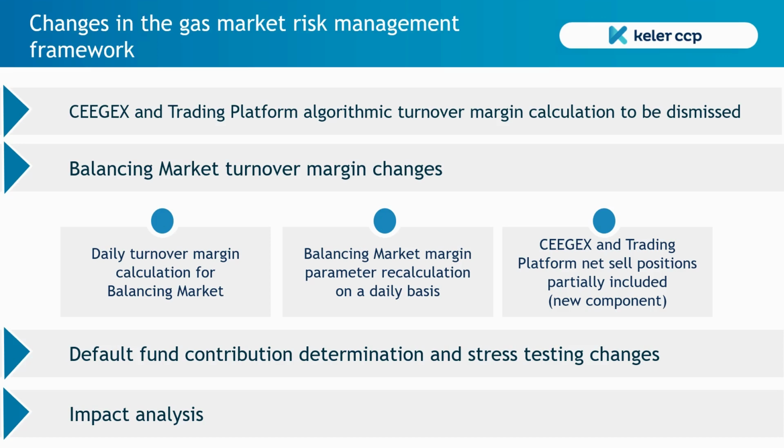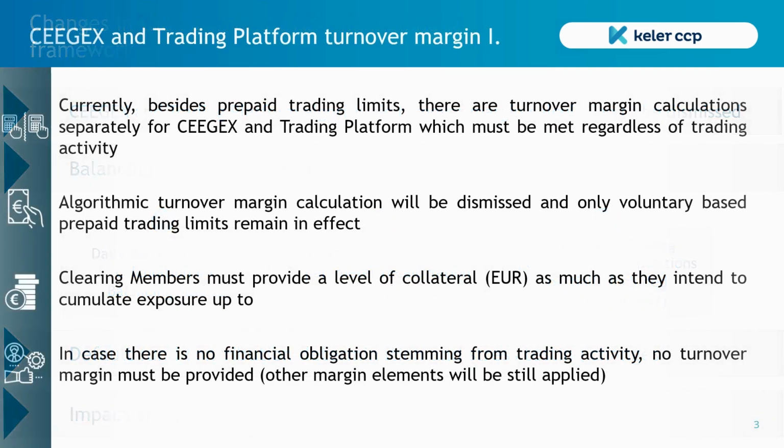The first change is the CEEGEX and Trading Platform turnover margin. Currently, besides the prepaid trading limits, there are turnover margin calculations separately for CEEGEX and Trading Platform, which must be met regardless of the trading activity. With this algorithmic turnover margin calculation, KELER CCP sets a quasi-mandatory limit for every market participant. This mandatory limit is based on the algorithm, and it considers the trading activity of the market members.